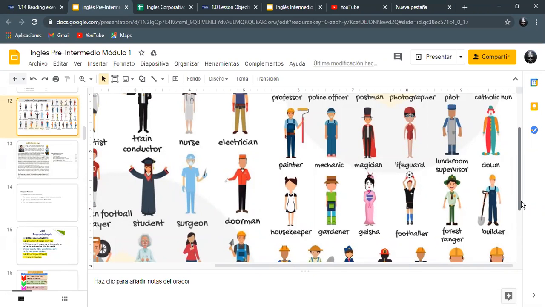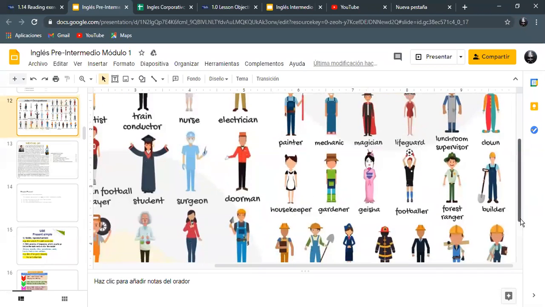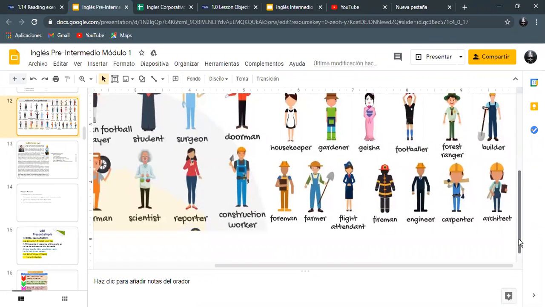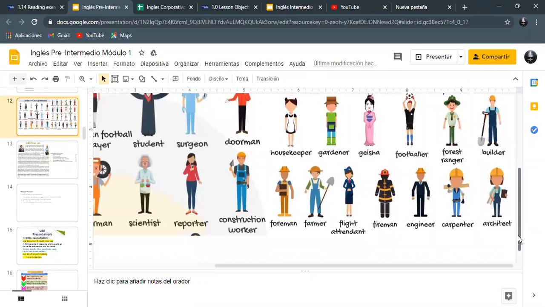Very good. Supervisor de área de comida. Clown. Payaso. Housekeeper. Ama de casa. Doméstica. Como mucama. Very good. Doméstica. Something like that. Okay. A gardener. Jardinero. Geisha. Geisha is Geisha. Footballer.